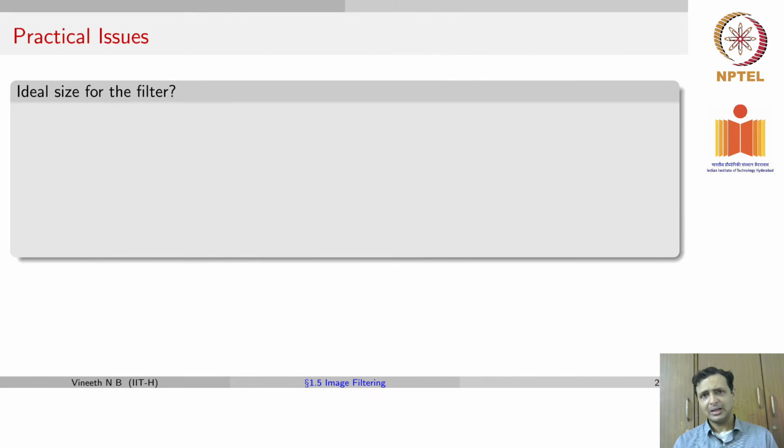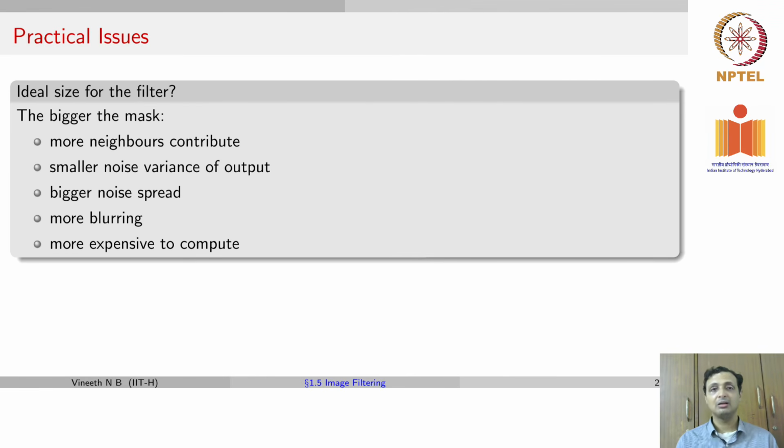So let's talk about a few practical issues when you actually start using convolution or even correlation as an operation. What do you think should be the ideal size for a filter? We talked about a filter being 3 cross 3. We said it can be 5 cross 5, 7 cross 7, and so on. But what is the ideal size? Obviously, it depends on a given application, but the bigger the mask or the filter, the more neighbors are going to contribute. There's going to be a smaller noise variance of the output.